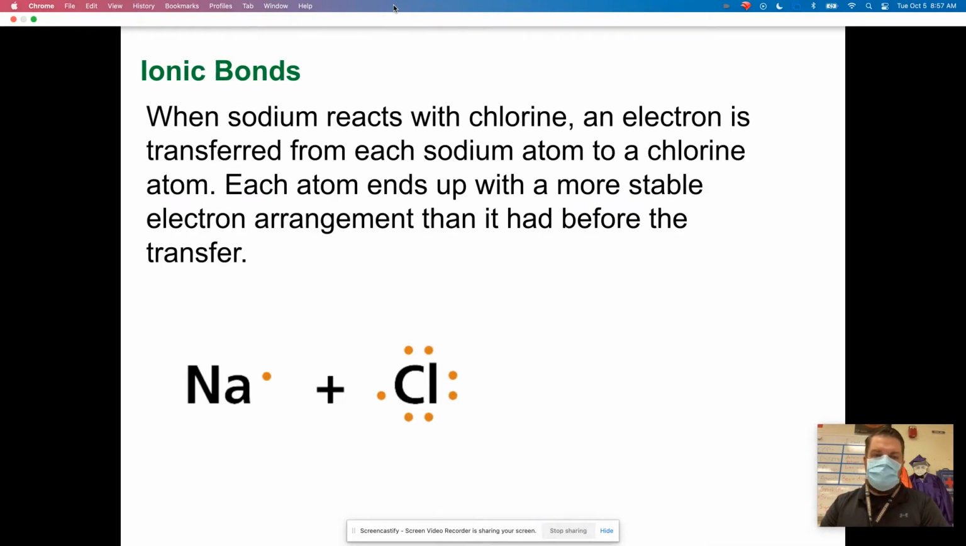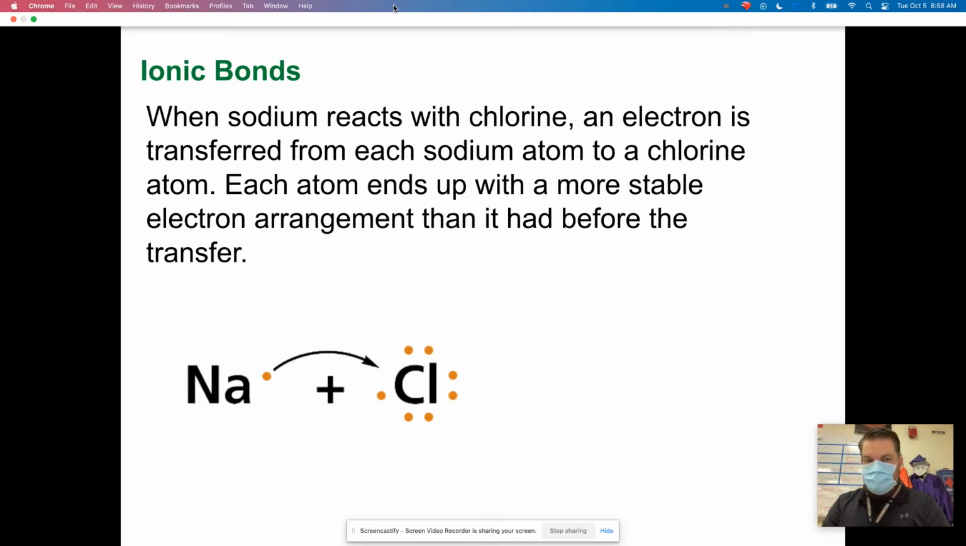So this is table salt. This is what we're talking about. Sodium reacts with chlorine. The electron is transferred from each sodium atom to a chlorine atom. Each atom ends up with a more stable electron arrangement than it had before. Sodium, Na, has 1 valence electron. Chlorine, Cl, has 7 valence electrons, and they form a bond, and they kind of end up with 8 valence electrons, if you want to think about it like that.